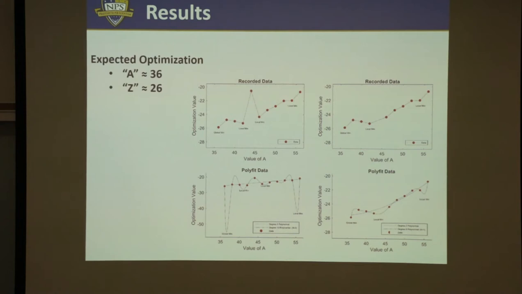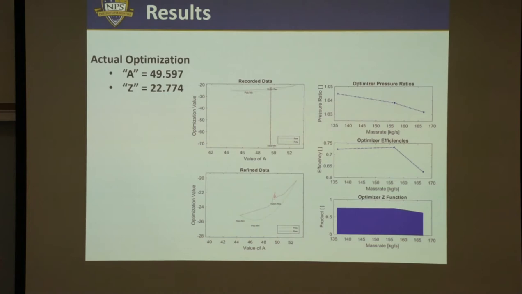Running the optimizer, we achieved these results of a minimum at A equals 49.6 with a Z value of 22.8. Those values are shown here. So you can see that the optimum result was found there. But if we go through the data from the optimizer, it actually had a global minima here. And you can see there's a strong disparity between those values, and it's illustrative of that same problem of CFD producing an inconsistent solution when we run it.